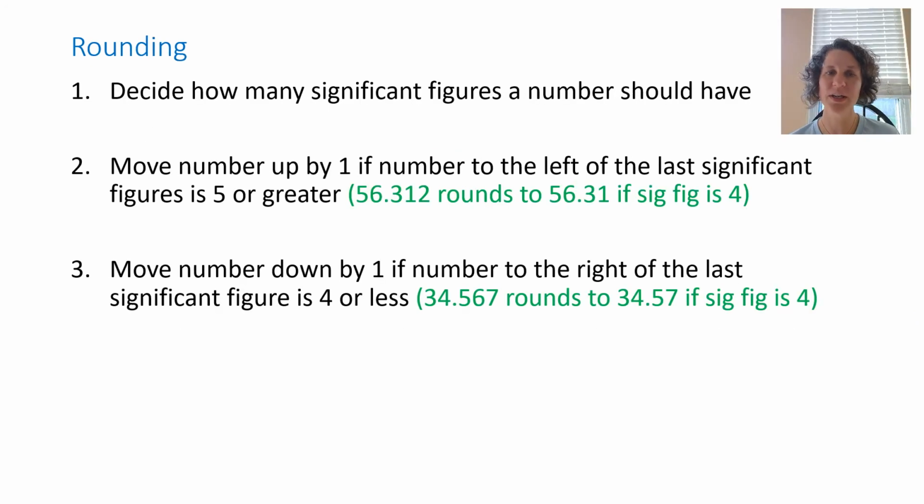Now, rounding, you guys know how to round. So basically, you might have to round to get to the correct number of significant figures. So, same rounding rules that you've learned your whole entire life. The number goes up by 1 if the number to the left of that last significant figure is 5 or more, you round up. If it is 4 or less, then you round down. So you can look at my little examples there in the green, and you guys will be fine on that one.